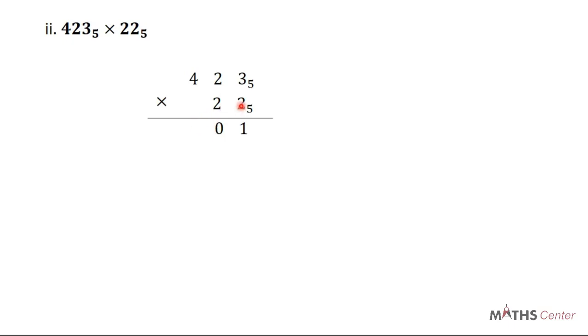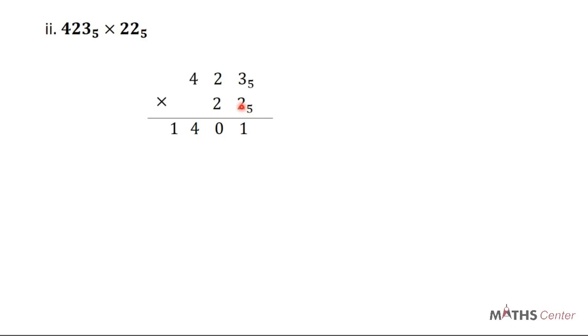Now when you come here, you are going to have 2 times 4, which will give us 8. Don't forget that we already have 1 that we've carried forward. So 2 times 4 will give us 8, plus that 1 will give us 9. 9 in base 5 will give us 1 remainder 4. So you write 1, then remainder 4, as we have here.